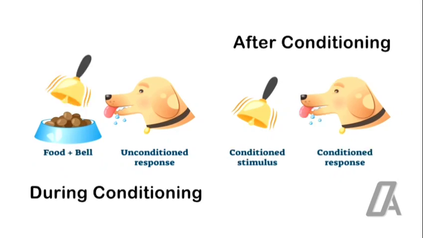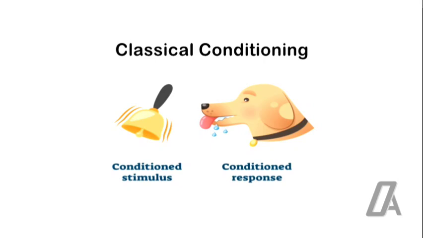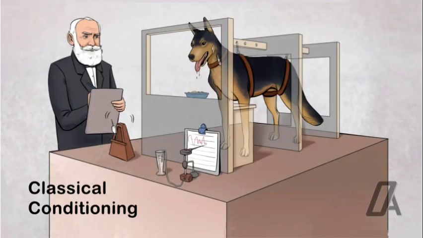This process demonstrated how a neutral stimulus could acquire the ability to evoke a response through association, a principle now known as classical conditioning. In practical terms, classical conditioning underscores how environments and experiences can influence emotional responses and behaviors.